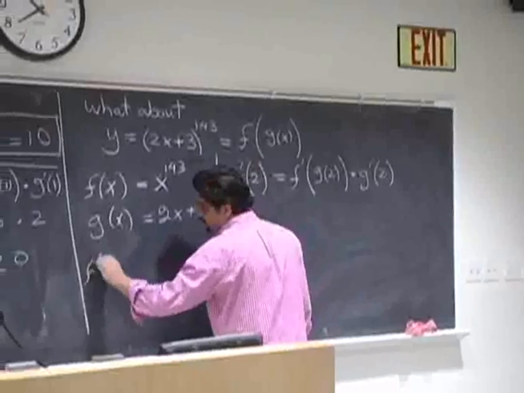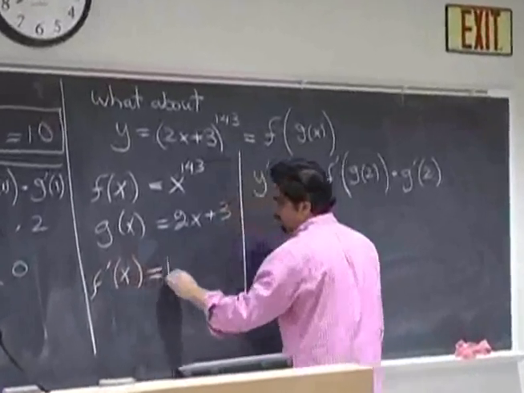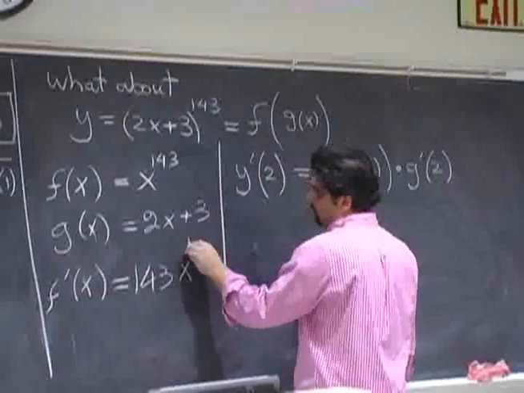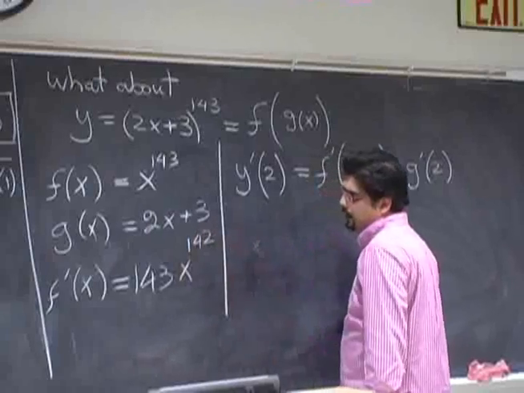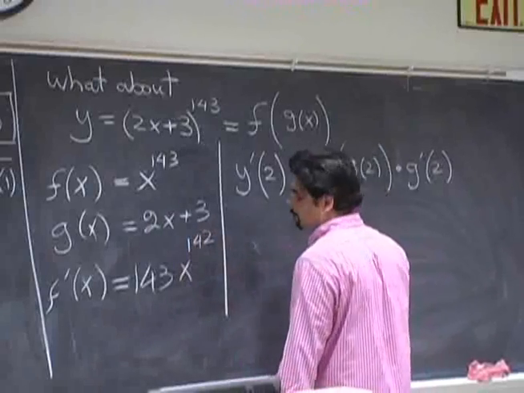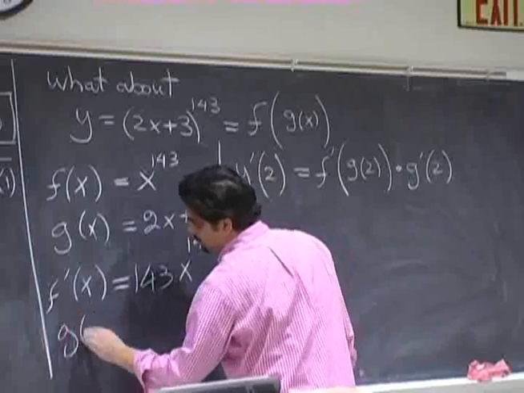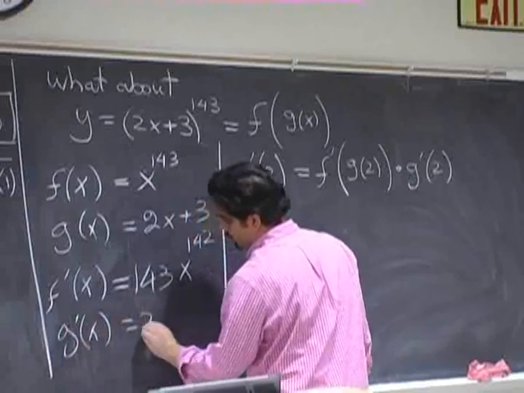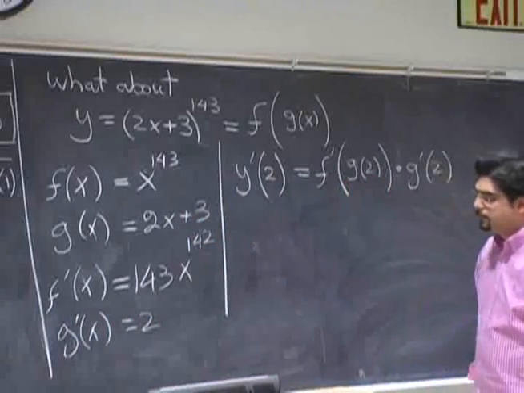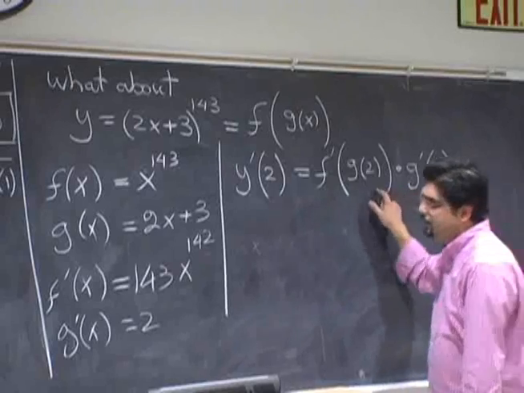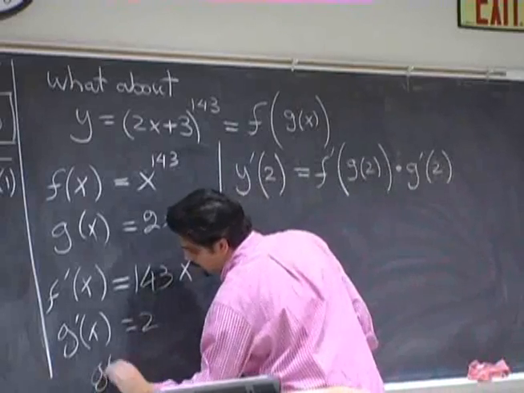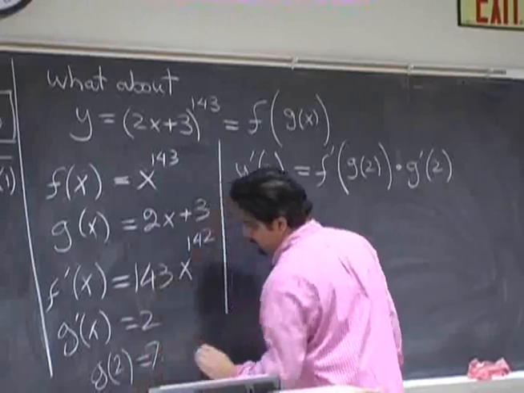Okay, well, f prime is not hard. It's 143 x to the 142. And g prime of x is 2. Right? We also need g of 2. What's g of 2? 7.